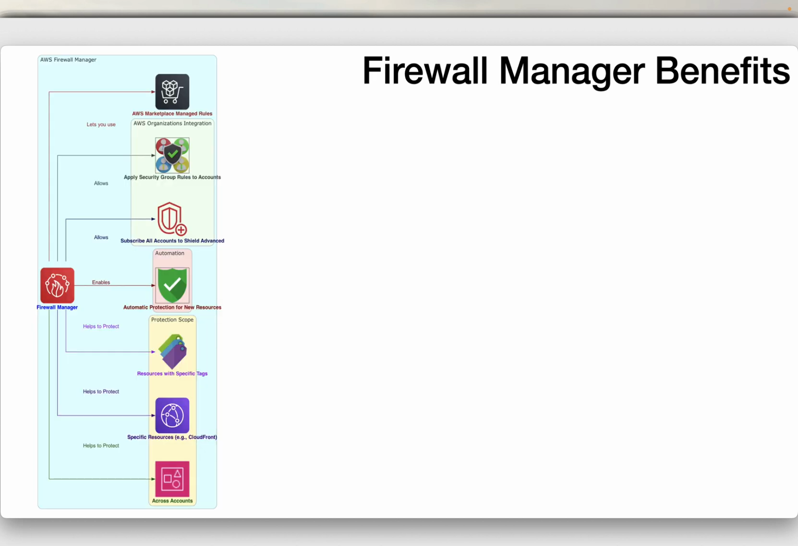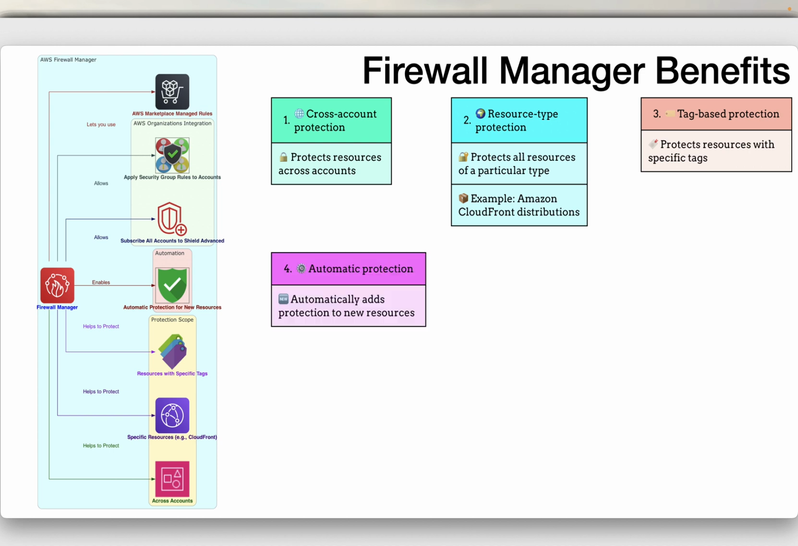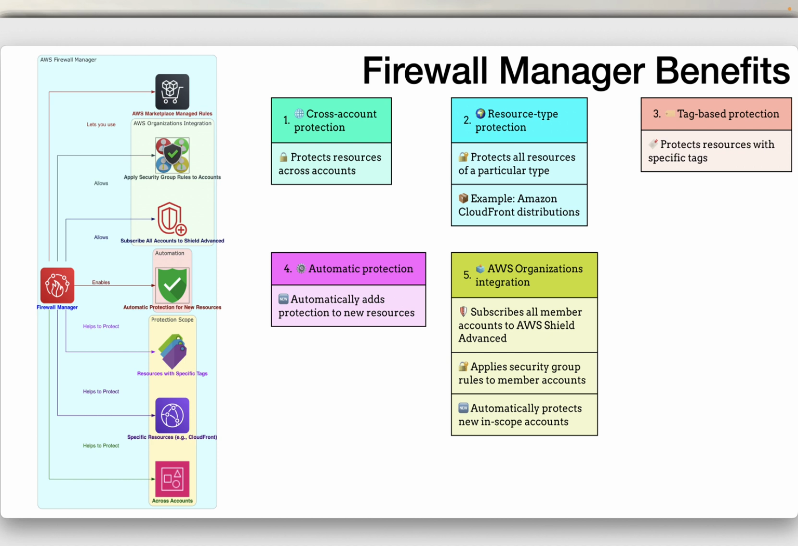So Firewall Manager provides all these benefits. 1. Helps to protect resources across accounts. Helps to protect all resources of a particular type, such as all Amazon CloudFront distributions. Helps to protect all resources with specific tags, automatically adds protection to resources that are added to your account, allows you to subscribe all member accounts in an AWS organization to AWS Shield Advanced, and automatically subscribes new in-scope accounts that join the AWS organizations.